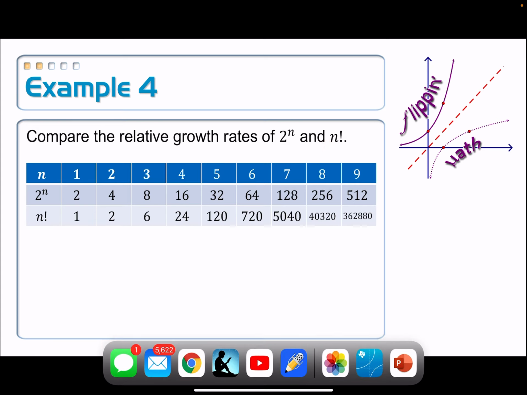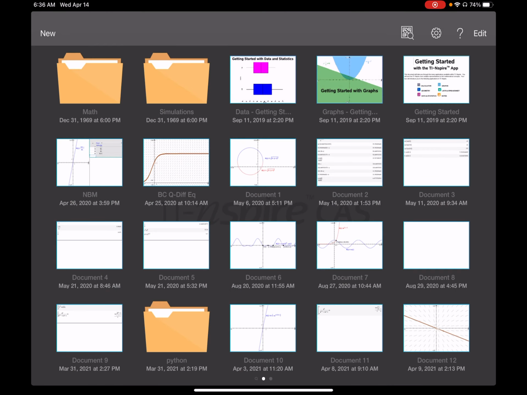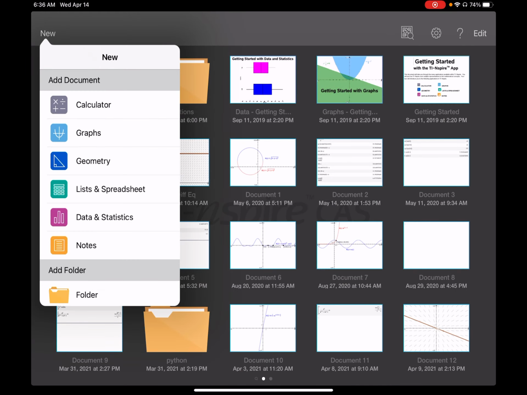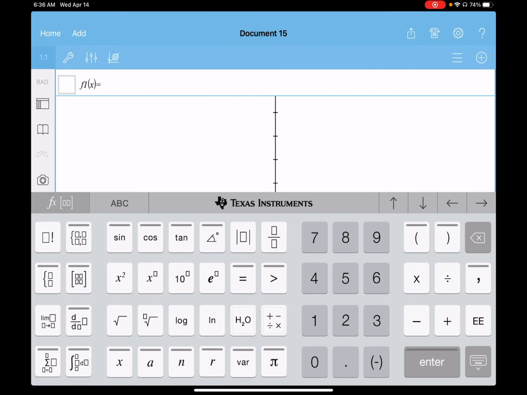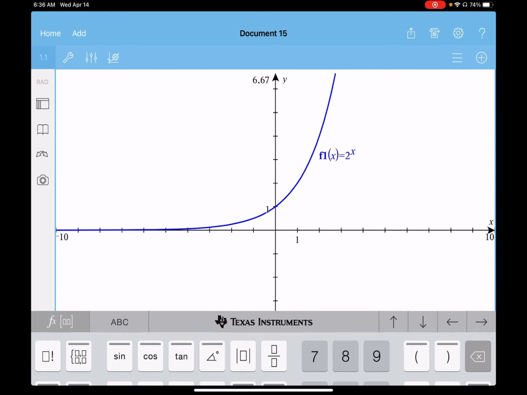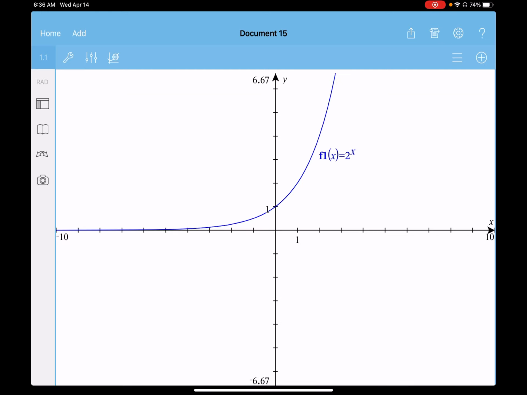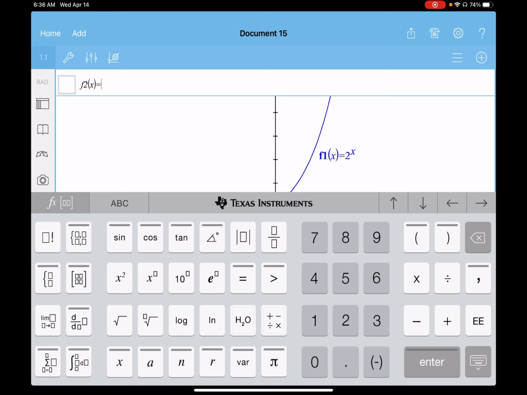Here, let's take a look on our graphing calculator at these things. So let's pull up a graph, and let's do the same one that was there, 2 to the x power. Okay, so there's a graph of that one. And then I can also do this as a factorial. Now, a factorial, though, is discrete. So whenever I do x factorial, it's going to look weird on the graph.